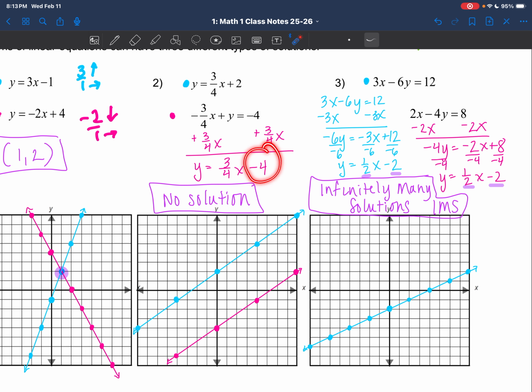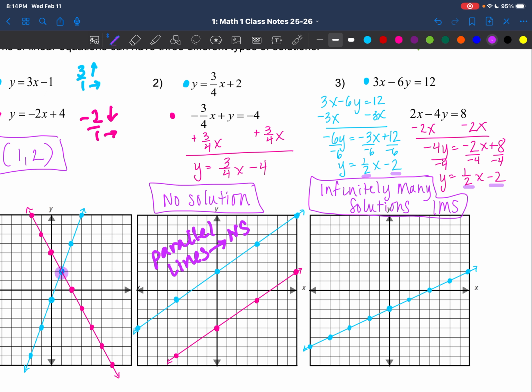So now we're going to start at negative 4, and we're going to go up 3 and to the right 4. Plot your point and continue your pattern. And I go reverse it, down 3 to the left 4. And if you notice, it does not intersect at all. So it's no intersection, and whenever there's no intersection, we say that is no solution. So parallel lines are always going to be no solution because they will never, ever intersect.